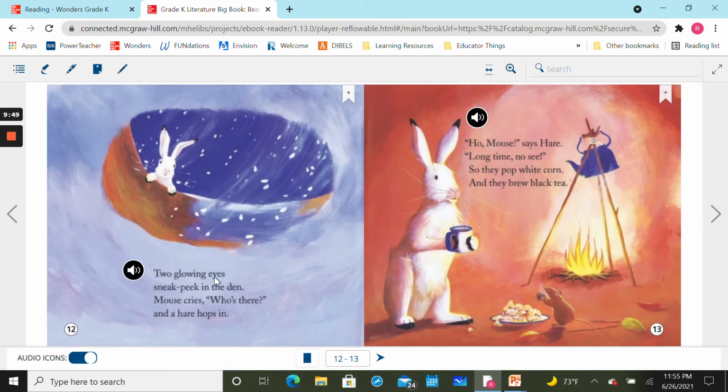Two glowing eyes sneak peek in the den. Mouse cries, "Who's there?" And a hare hops in.